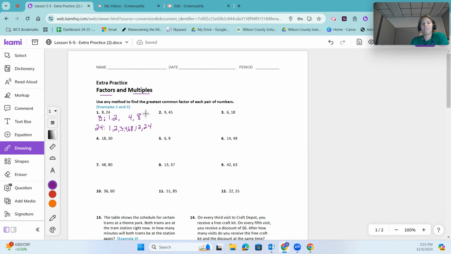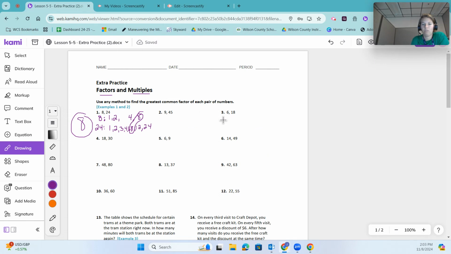If we are finding the greatest common factor, we're going to look at the largest numbers first and see which ones they have in common. And this has 8 in common. So the greatest common factor between 8 and 24 is 8.